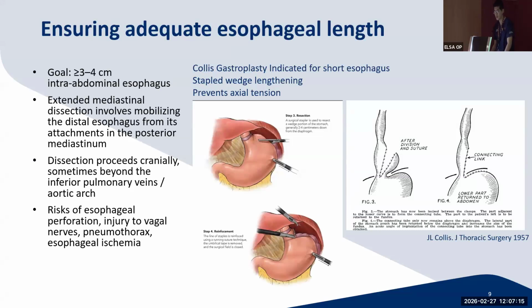One of the helpful methods is to try to ensure adequate esophageal length. So when you perform the esophageal mobilization, you do need to extend it quite high up into the mediastinum to try to mobilize the esophagus as much as possible so that you get an intra-abdominal length, an intra-abdominal esophagus length of about 3 to 4 centimeters. However, you do need to be careful, like what we mentioned before, of inadvertent injury to the esophagus.